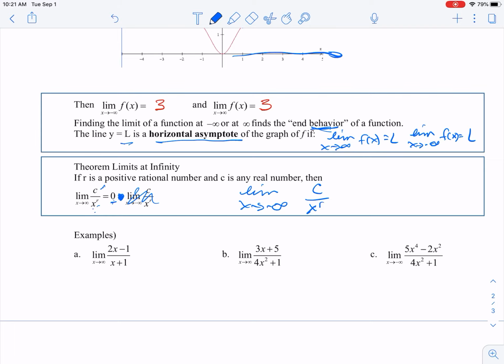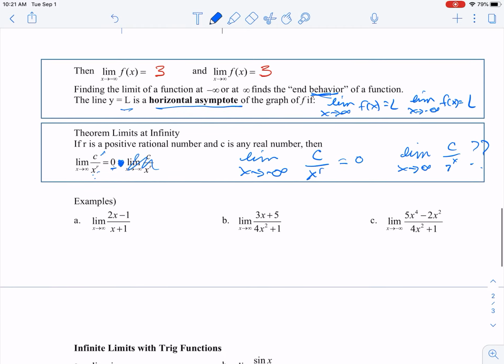Oh, this one is true. Never mind, I was thinking of something else. It equals 0 also, because even if it's a negative number, it's going to get huge, and it's going to approach 0. I was thinking of this, and we're going to get to it later: the limit as x goes to infinity of c over 7 to the x. We'll come back to that. Stay tuned. Okay, so here are some examples.